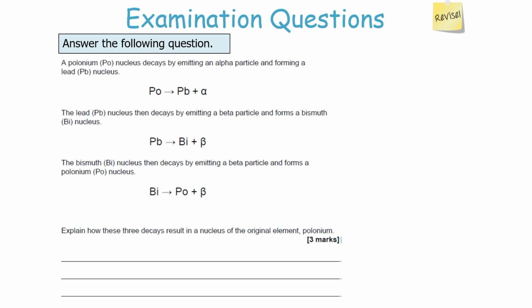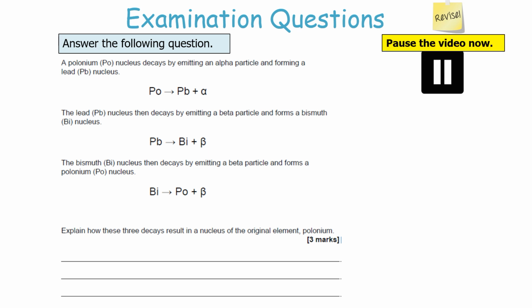forming a lead nucleus. The lead nucleus then decays by emitting a beta particle and forming a bismuth nucleus. The bismuth nucleus then decays by emitting a beta particle and forming a polonium nucleus. Explain how these 3 decays result in the nucleus of the original element polonium. So pause the video now, then unpause the video when you want to go through your answer.